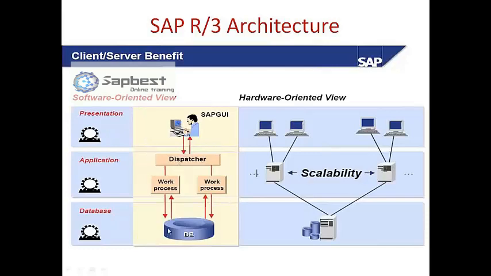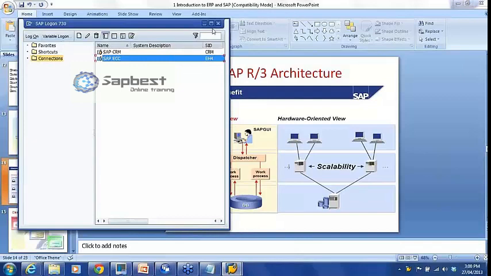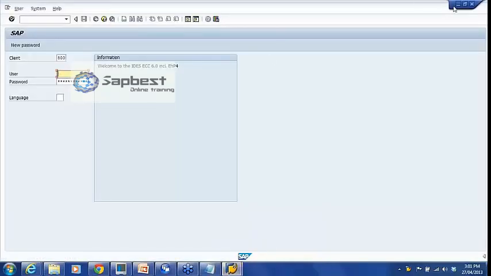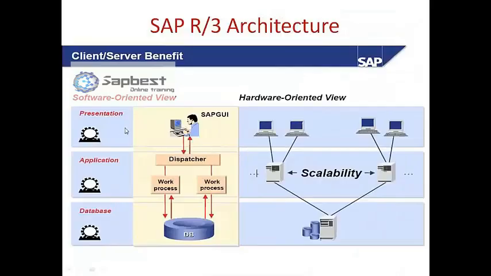This is called the GUI, graphical user interface. You use this interface to log on to the SAP server. Any user will use SAP GUI to log on to the server. When I say SAP R3, that means it has a 3-tier architecture. That means there are 3 different layers.